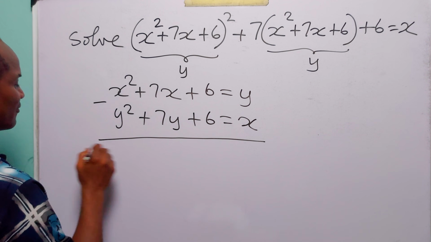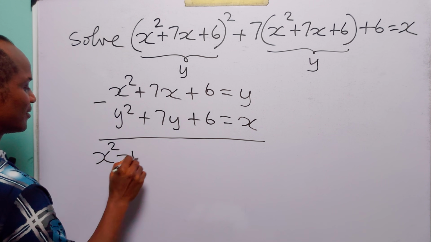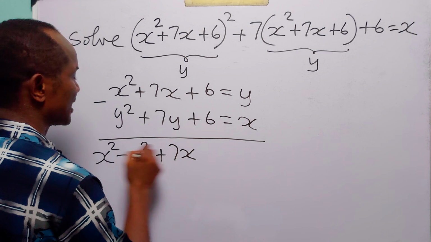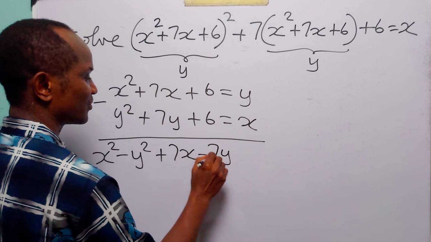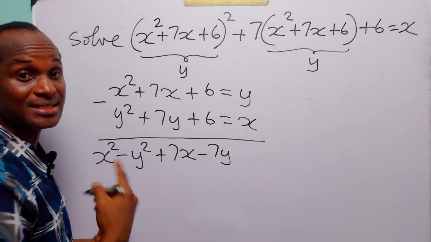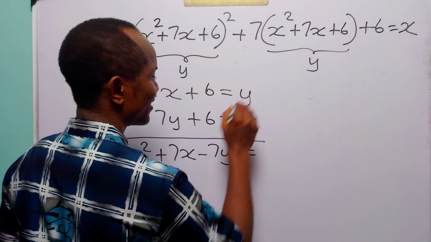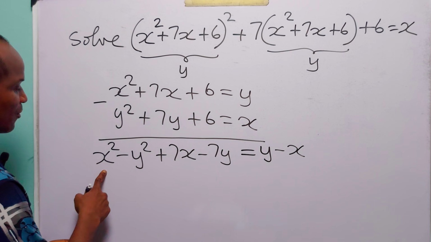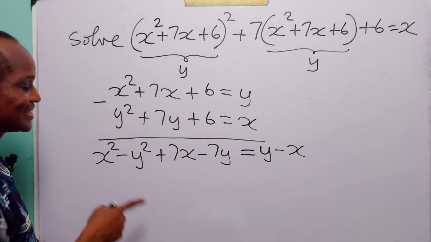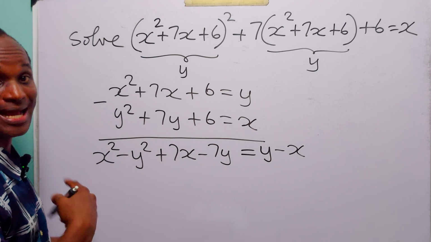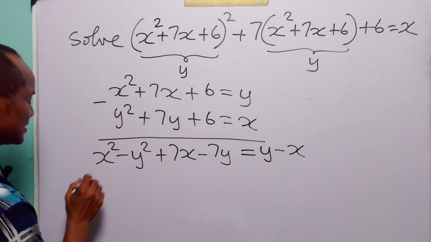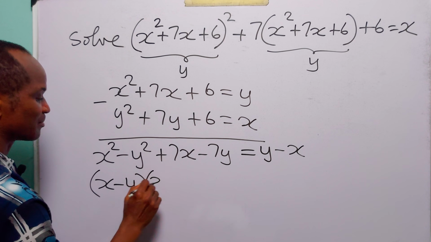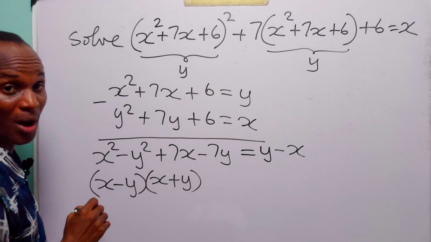On the left-hand side, we have x squared minus y squared, then plus 7x minus 7y. 6 minus 6 is equal to 0. And on the right-hand side, we have y minus x. Now, when you look at these two terms, you will see the difference of two squares, and you know how we factorize this. This can be factorized as x minus y multiplied by x plus y.